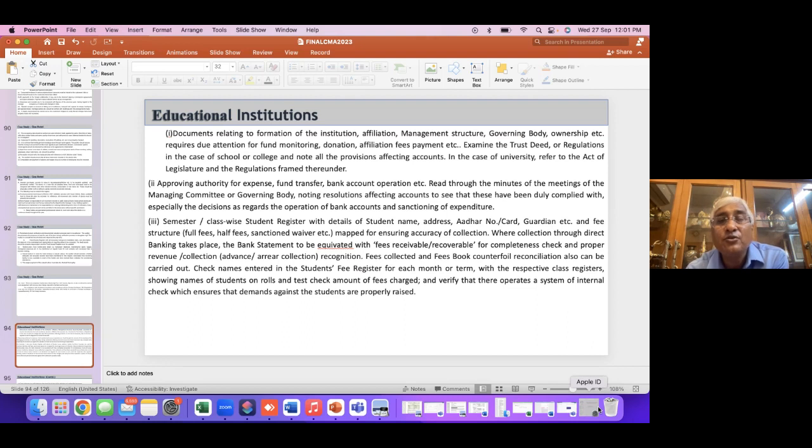So documents relating to formation of the institution, affiliation. Is it CBSE, ICSE, or IIT? And if it's IIT, then which IIT is it affiliated to? So there are different organization structures and also management structures. Some have a governing body, some have an educational council. All these depend on the organization structure.